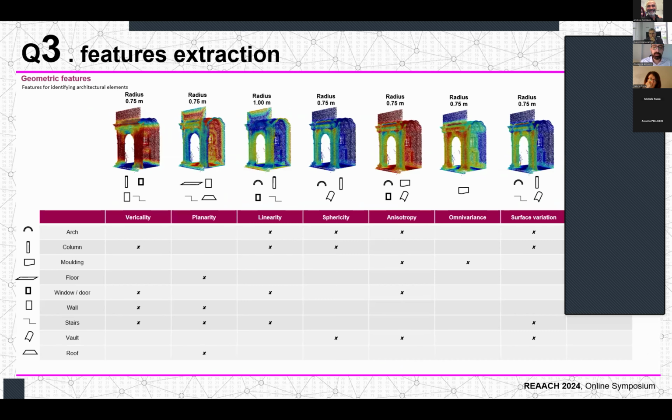So we began to reason about which features are best for the recognition of each class. We can observe the first results in this table. For example, for the class REAACH, optimization can be performed using the features linearity, sphericity, anisotropy, and surface variation. The best selection will improve the training to return a coherent and functional classification to the architectural typology. I leave the conclusion to Professor Pierpaolo D'Agostino.